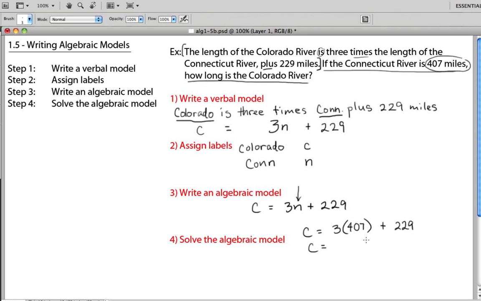3 times 407 would be 1,221. And when you add those two numbers together, you get 1,450. And this is also in miles.